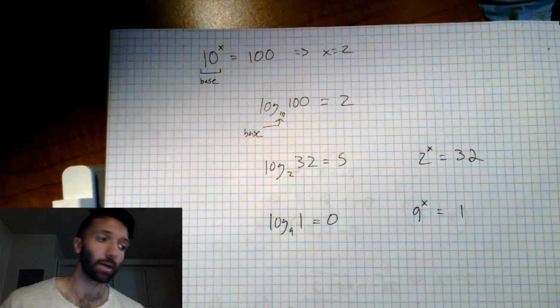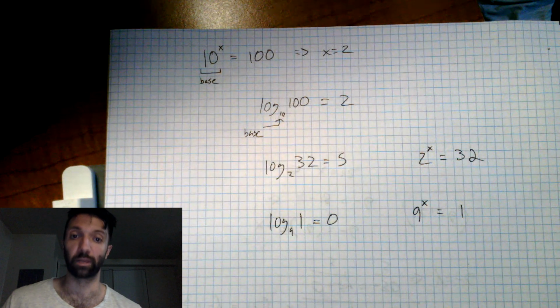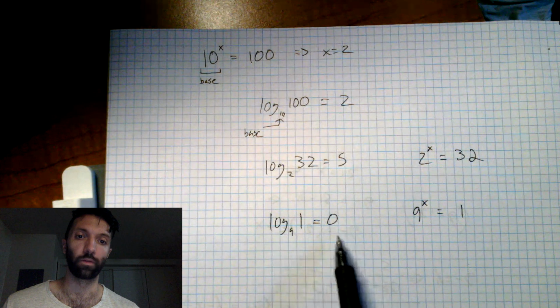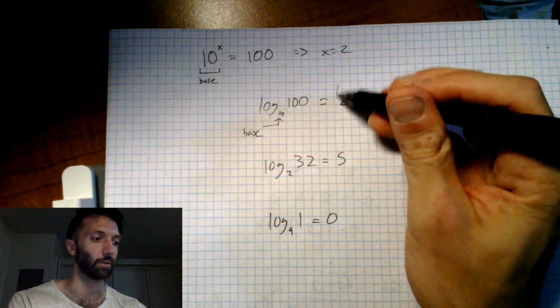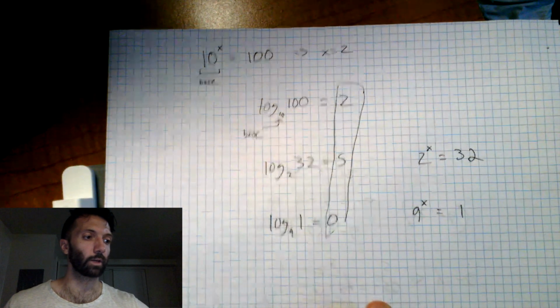Logarithms are just another word for exponents, basically. When you're evaluating a logarithm, you're figuring out what the exponent is. All of these values here are the exponents.